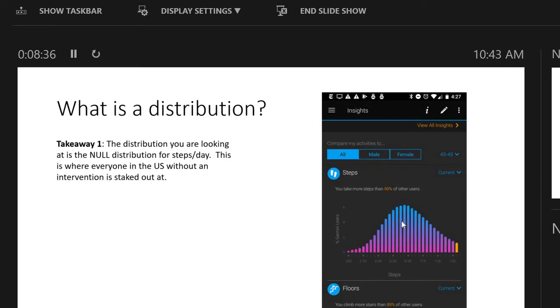So the takeaway: the distribution you're looking at, all the purple, is the null distribution for steps per day. That's what would happen if there was no change. It's my benchmark to compare everything to. This is where everyone in the US without an intervention staked out at.